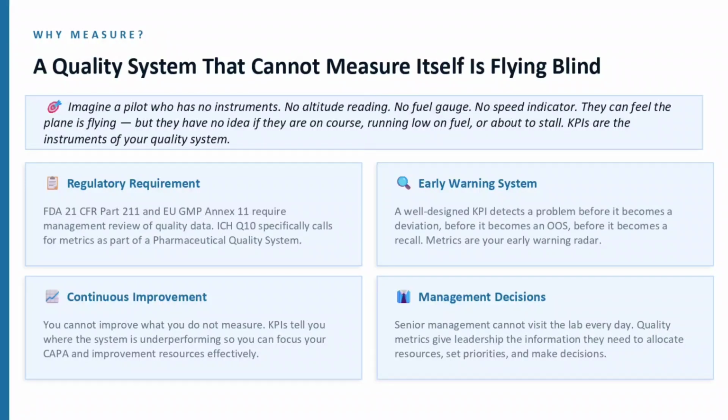The FDA 21 CFR Part 211 and EU GMP guidelines require that management reviews quality data at defined intervals. ICH Q10, the international guideline for pharmaceutical quality systems, specifically calls for performance indicators as a core element of a quality system. Beyond compliance, KPIs serve 3 critical functions. They act as an early warning system, detecting problems before they become OOS results or recalls. They enable continuous improvement by showing you exactly where the system is underperforming. And they give management the information needed to make decisions about resources, priorities, and risk.